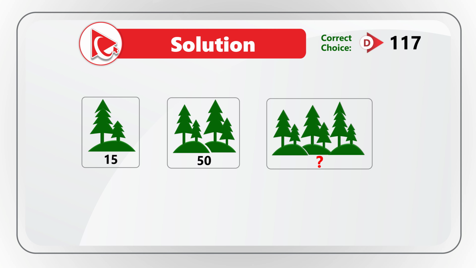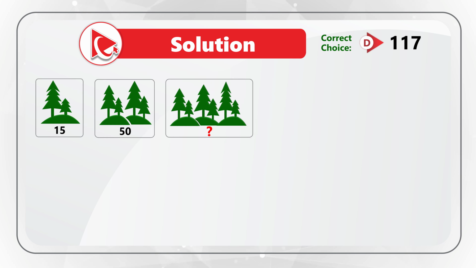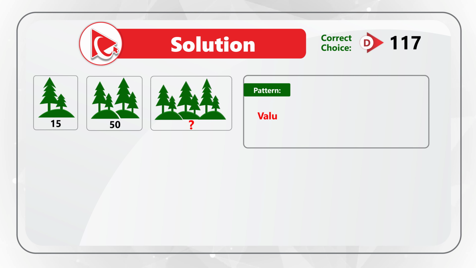If you take a close look at the images, you will see that each image contains trees, each tree contains a certain number of branches, and trees are placed on the berms. The pattern is calculated as the number of trees multiplied by the number of branches on the trees, and you incrementally add the number of berms to calculate the number at the bottom. Let's look closely at each one of the images.